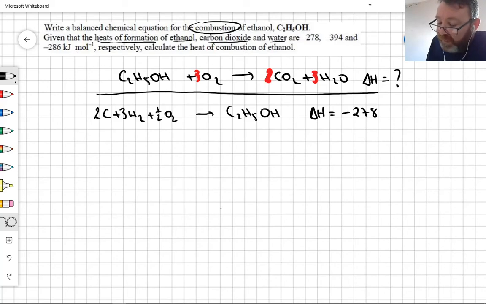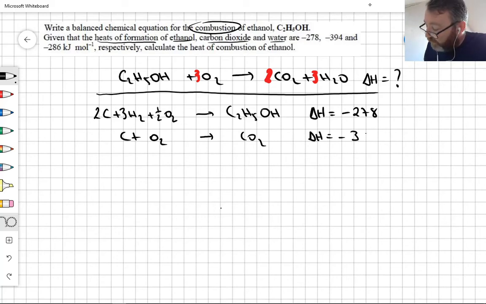Okay, the next one, heat of formation of carbon dioxide. It is the heat change that takes place when 1 mole of CO2 is formed from its elements. And the lovely thing about carbon dioxide is it's a self-balancing equation. No attention needed to it whatsoever. Minus 394.